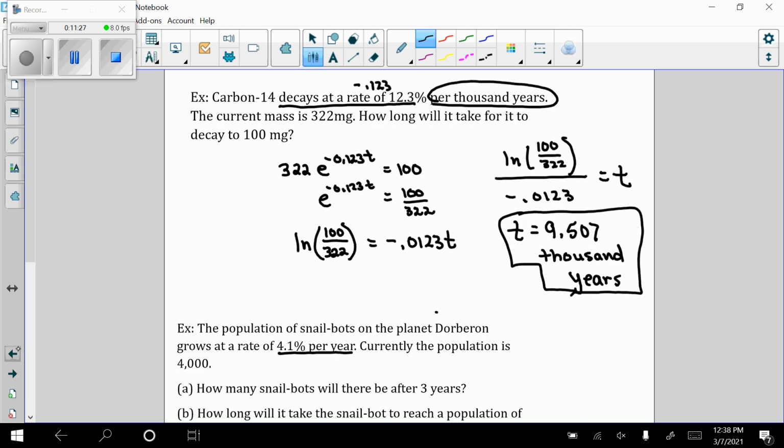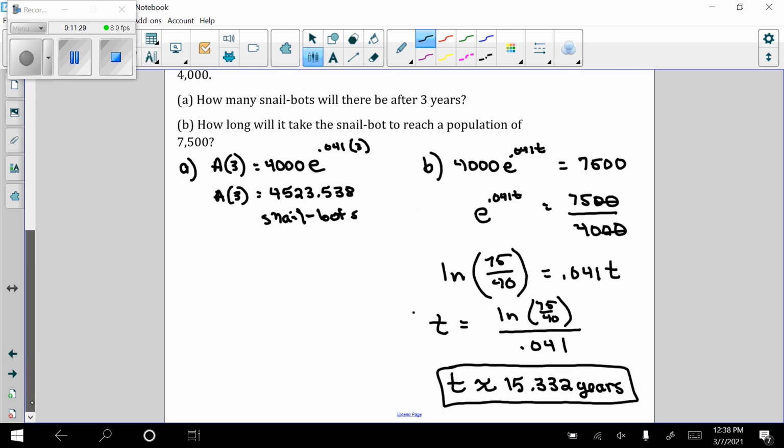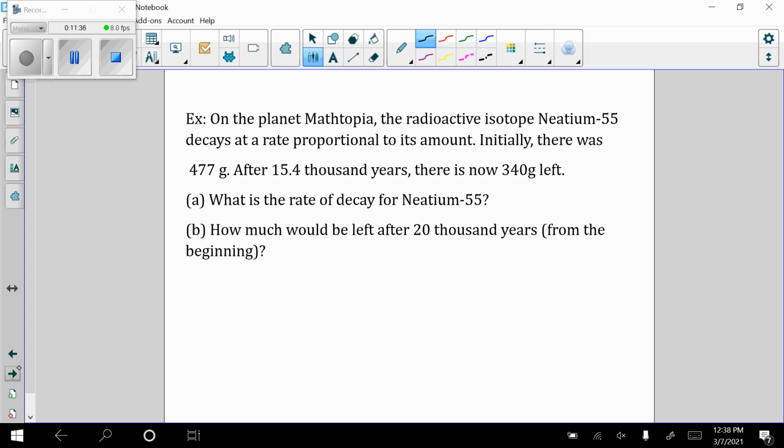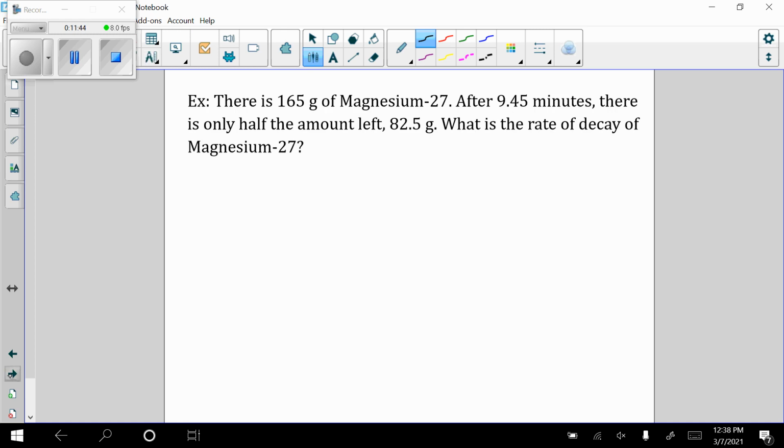Okay, so let's see. Where am I at here? I already did the snail bots. Now I'm on Planet Mathtopia. Do I have another one back here? Oh yeah. We're going to do this one first, and then I'm going to go back and do the other one. So let's do the magnesium one first.